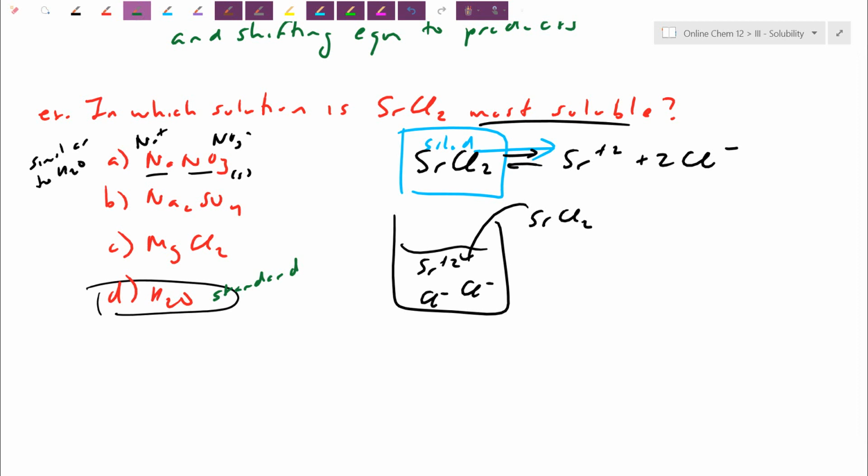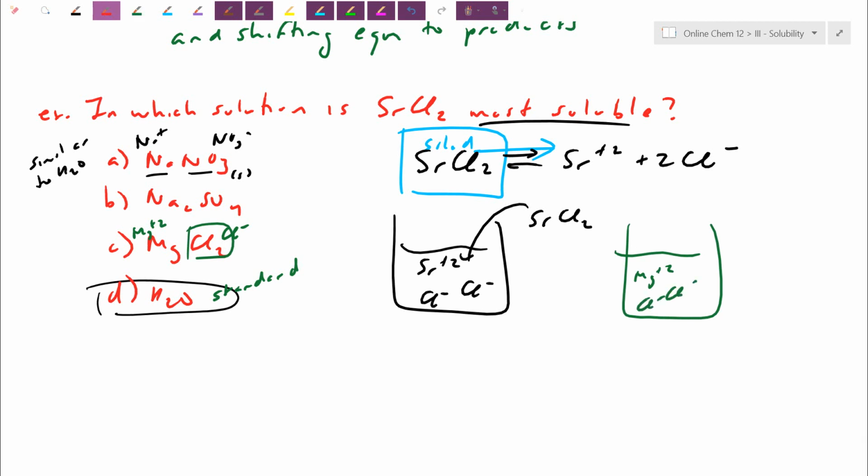How about that? MgCl2 would have Mg ions, and will have chloride ions. Chloride is actually in my equation. So if your solution already contains a bunch of Mg, a bunch of chloride here, it's going to be harder for SrCl2 to actually dissolve because the chloride concentration is already so high. If this is already so high, it's got to shift the equilibrium to the left. So it's actually going to be less soluble in MgCl2.